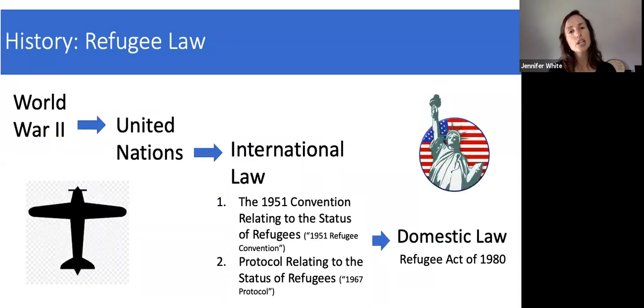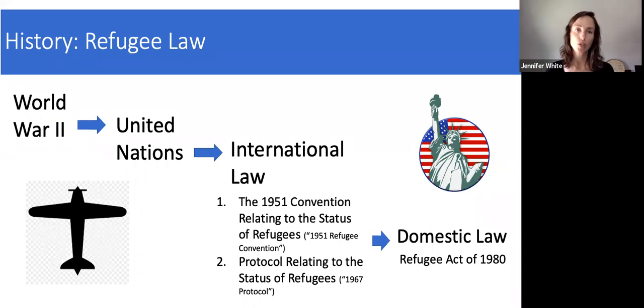So let's get into history a little bit. How did we get this definition for a refugee? And again, the way the law is written, to qualify for asylum, you have to satisfy the legal definition of a refugee. So that's why I'm explaining this the way I am. Same definition, we just say it's the legal definition for a refugee.